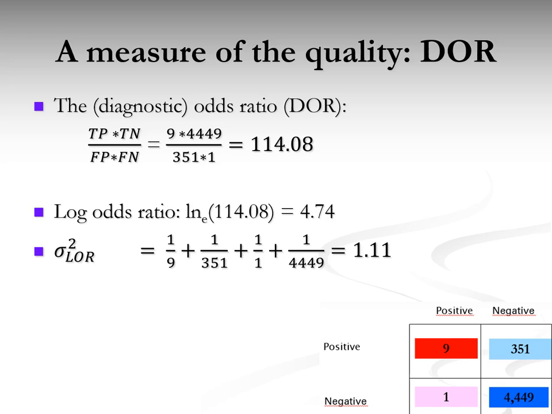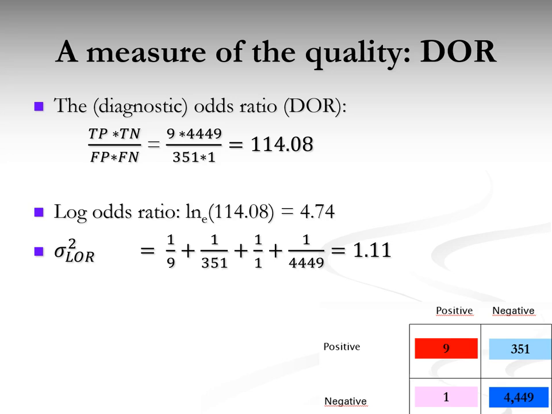The sampling variance of the log odds ratio can be calculated by taking 1 over the sample size in the first cell plus 1 over the sample size in the second cell, and so on. And so in our example, this gives a sampling variance of 1.11.